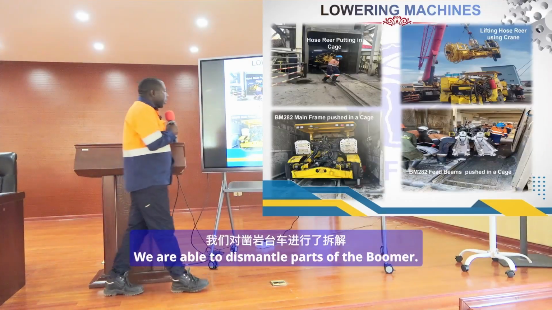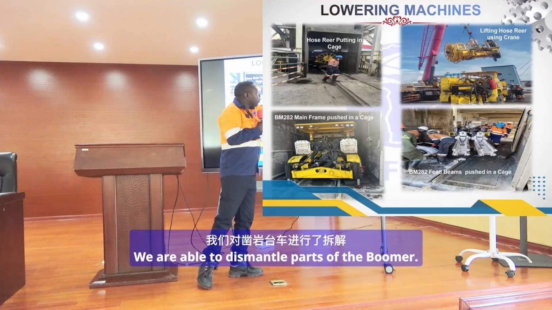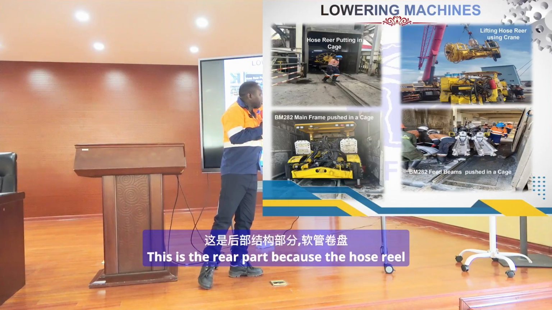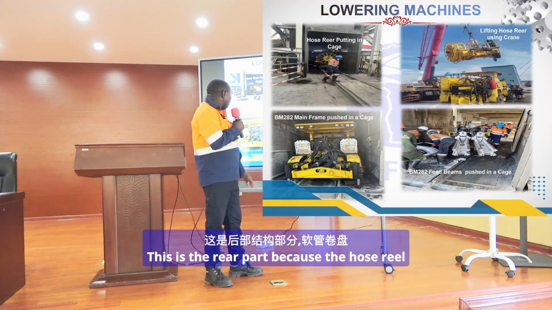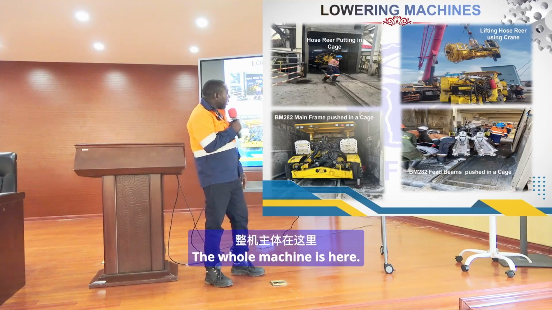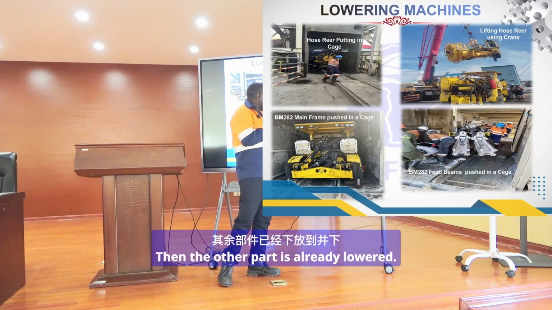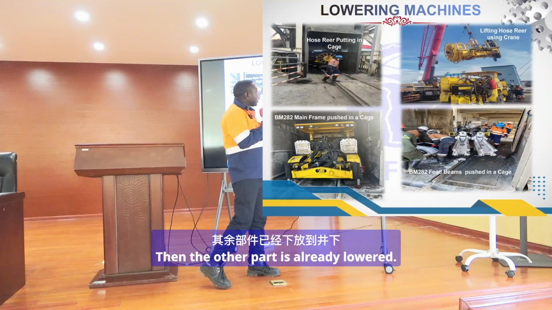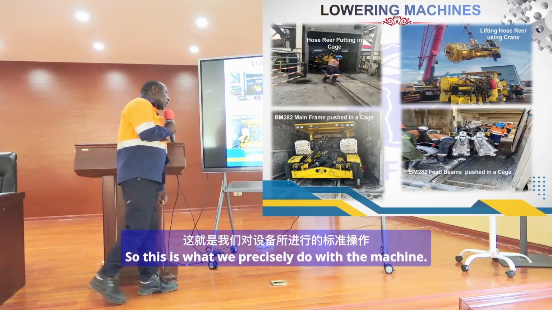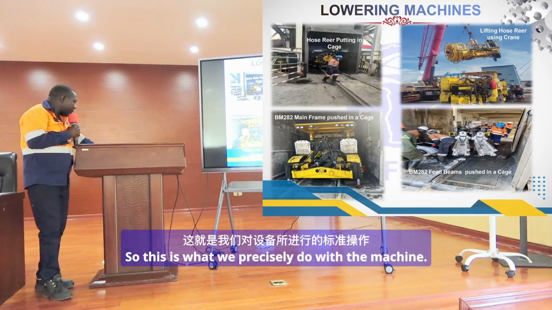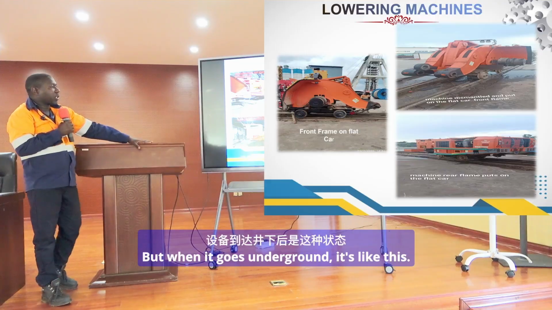Yes, we are able to dismantle parts of the Boomer. This is the rear part called the hose reel. The whole machine is here, and then these are the feed beams. Then the other part is already lowered. So this is what we precisely do with the machine. But when it goes underground, it's like this.